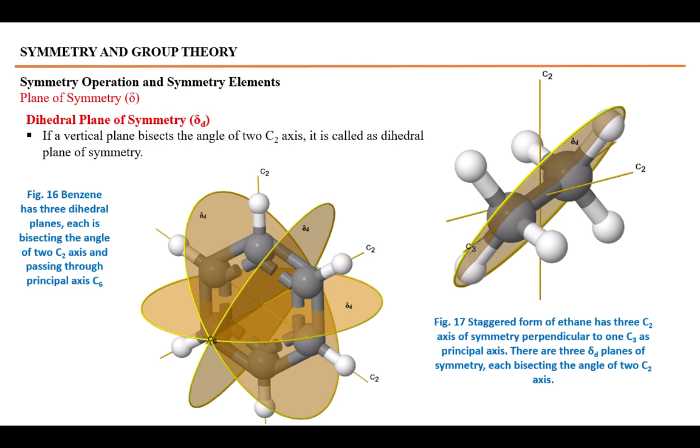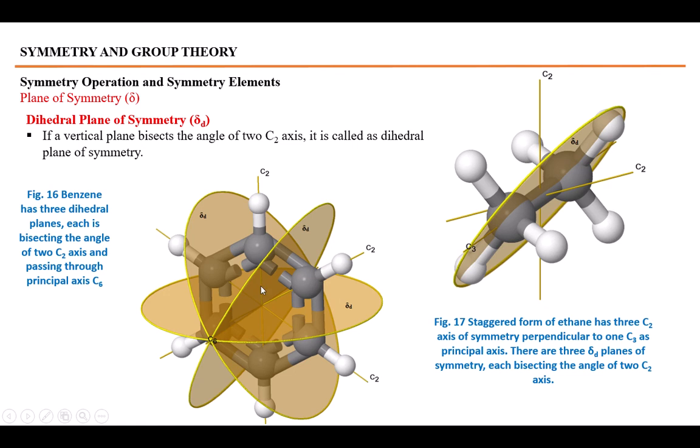The third type of plane of symmetry is the dihedral plane of symmetry. It is a type of vertical plane. Keep in mind that a dihedral plane is a type of vertical plane. A vertical plane is a plane which passes through the principal axis. Each dihedral plane is also called a vertical plane, but each vertical plane cannot be called a dihedral plane. A dihedral plane is a vertical plane which bisects the angle of two C2 axes.